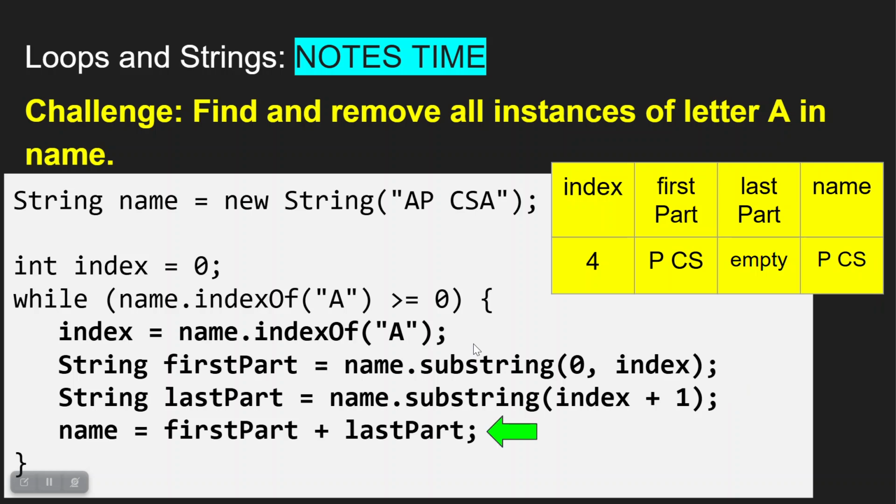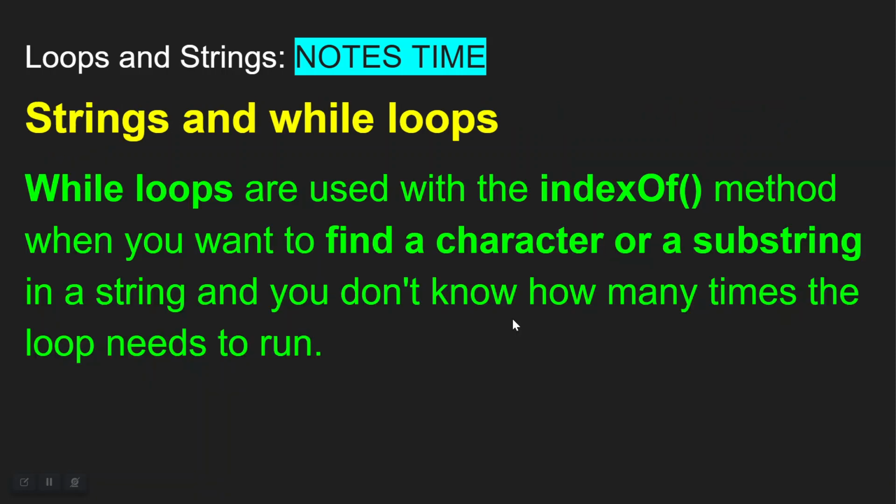Then finally, down here, we add them both together. firstPart plus lastPart is going to give us just P CS. And now name is this updated version of it without the letter A's. So that's another example of how you can use while loops to manipulate strings.